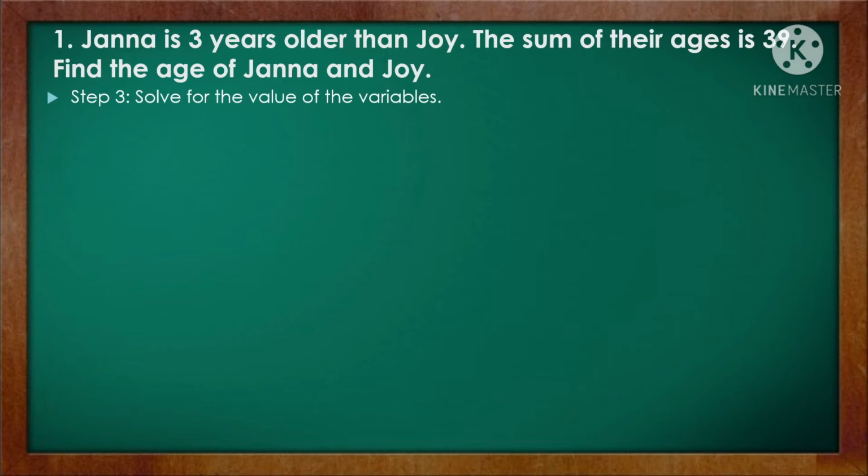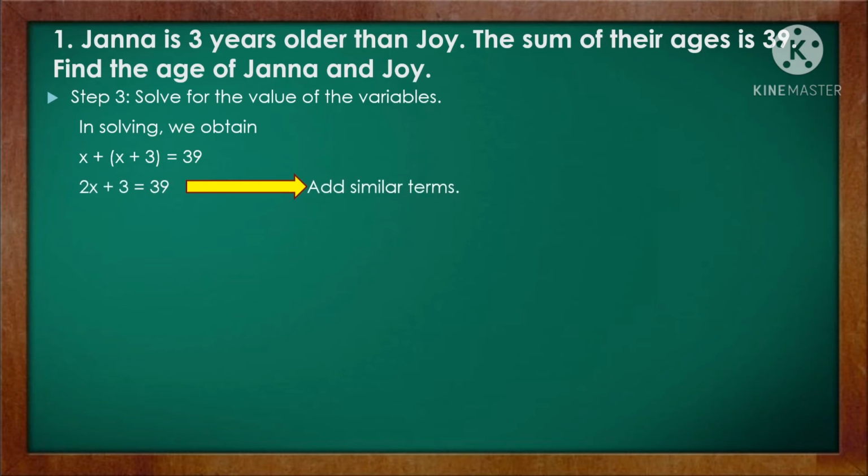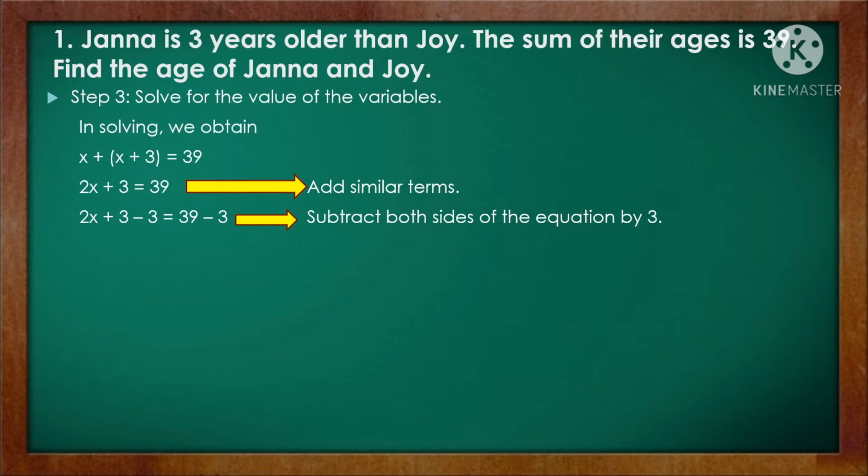Step 3. Solve for the value of the variables. In solving, we obtain x plus quantity x plus 3 is equal to 39. Adding similar terms, we have 2x plus 3 is equal to 39. Subtracting both sides of the equation by 3, we have 2x plus 3 minus 3 is equal to 39 minus 3. That is to eliminate 3 on the left side of the equation.